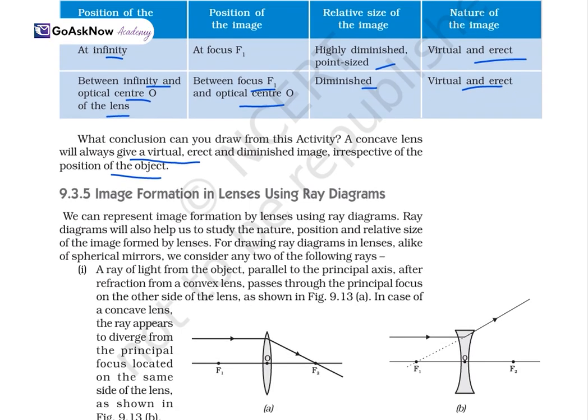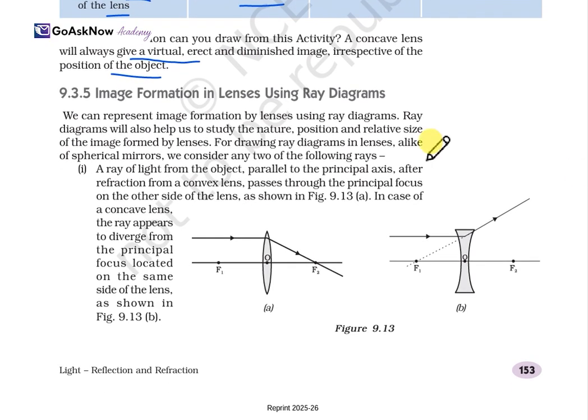Now, image formation in the lens using the ray diagram. We have also studied this for the concave and convex mirror. Now we'll do it for image formation by the lens using the ray diagram. So we know how convex and concave lenses look, and we just explore it with the help of ray diagrams. We can represent image formation by the lens using ray diagrams, and the ray diagram will also help us study the nature, position, and relative size of the image formed by the lenses.